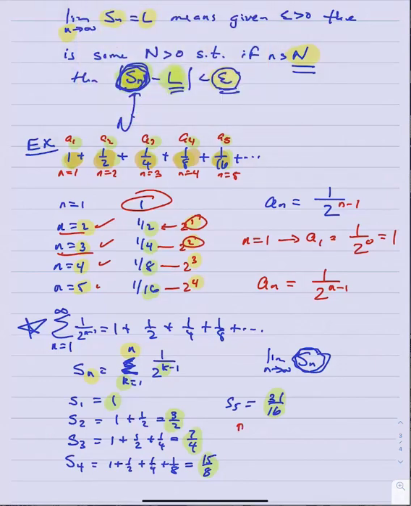We're saying that when n is 1, we get a partial sum of 1. When n is 2, we're getting a partial sum of 3 halves. When n is 3, we're getting a partial sum of 7 fourths. When n is 4, 15 eighths.